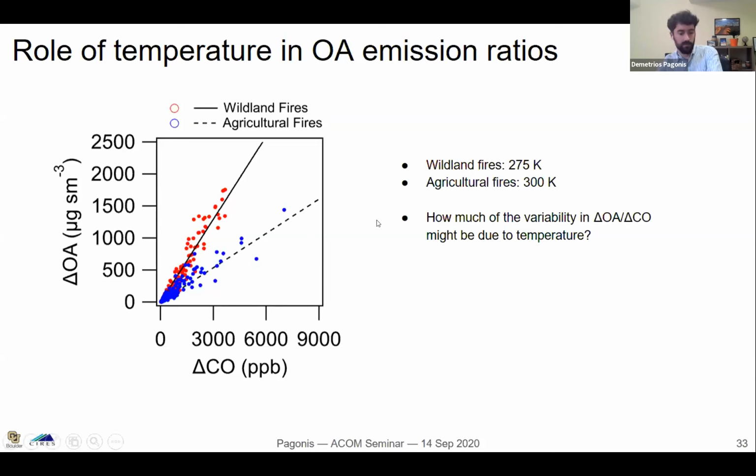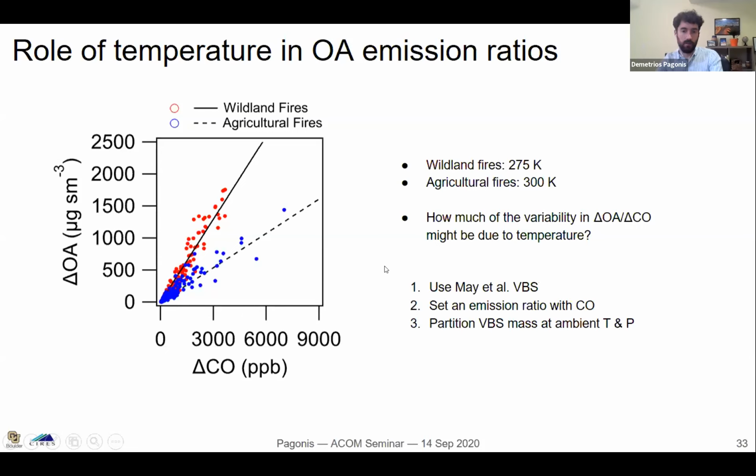We know that there's of course variability in emissions across fuel types and flame state and contributions from aging. But this is just looking to see how well we can do if we ignore all of that and just use a single volatility basis set to try to explain an entire campaign of data. To do this, we're just going to take the same VBS I showed you earlier, set an emission ratio to CO, and then just partition it at the temperature and pressure that we sampled, right? So is a CO measurement alone enough to predict the OA concentration?